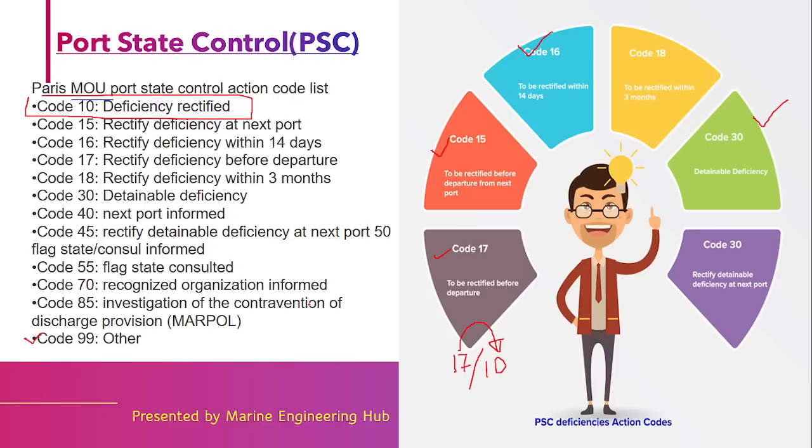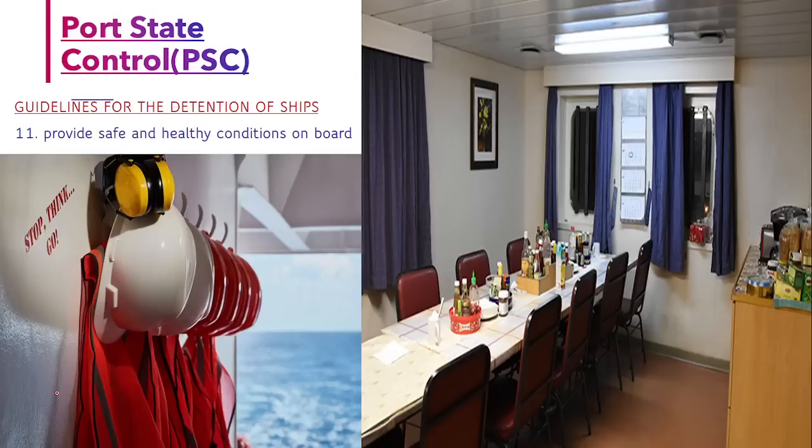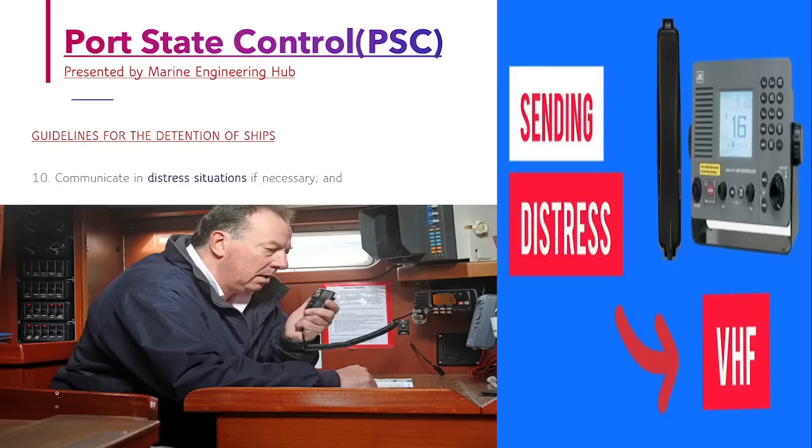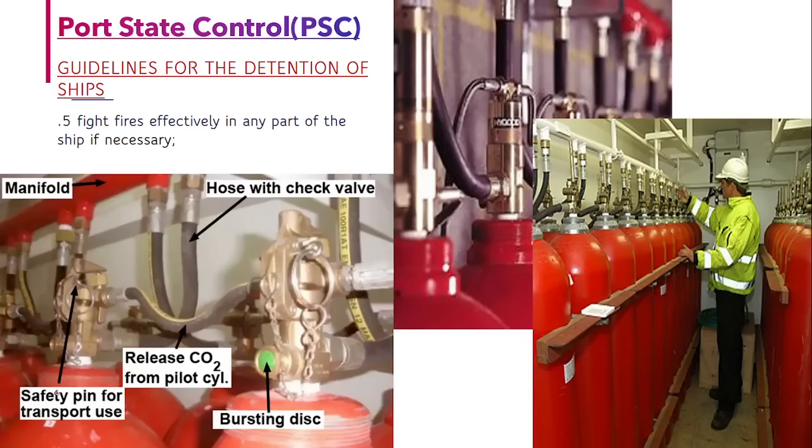So friends, in today's video we have learned the reasons based on which your ship can be detained, what is meant by suspension of inspection, and what are form A and form B. Let's do a summarization of the whole thing.